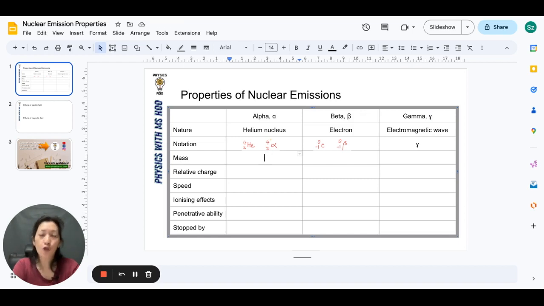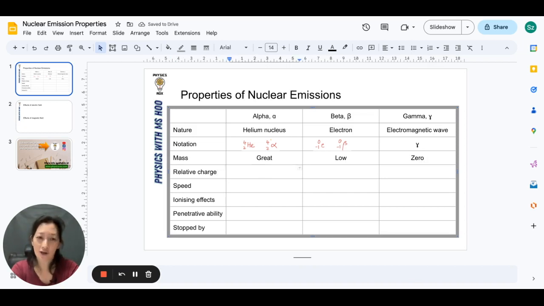In terms of mass, you don't need to know the numerical values. You just need to know the comparisons of mass between alpha, beta, and gamma. So because alpha has 4 nucleons, right? It's got 2 protons, 2 neutrons. So among the 3, it's massive. It's got the greatest mass. So I'm going to write here, great mass. Beta is an electron, so it's got a very low mass. Gamma doesn't have any mass, so it's actually 0 mass.